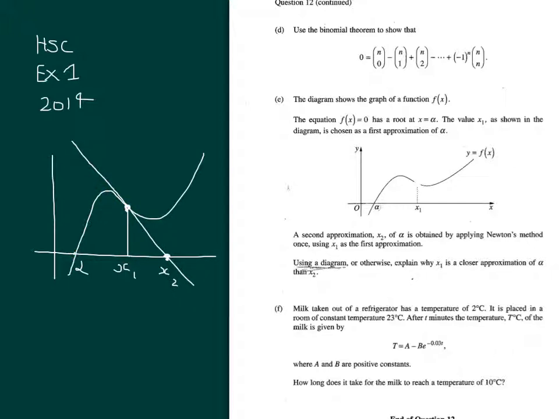answer. So using a diagram or otherwise just means drawing the tangent, putting in x2 because they don't show us where that is, so pop that into the diagram, and then say that because there's a stationary point between x1 and the actual root, then we're going to get the incorrect answer, and x2 is actually going to be further away from the root, which is not what we want.